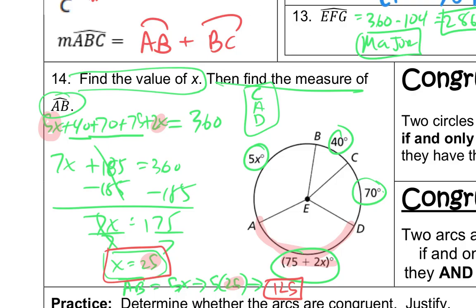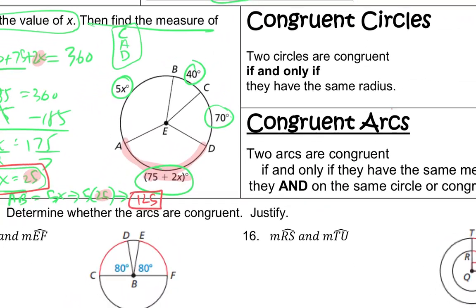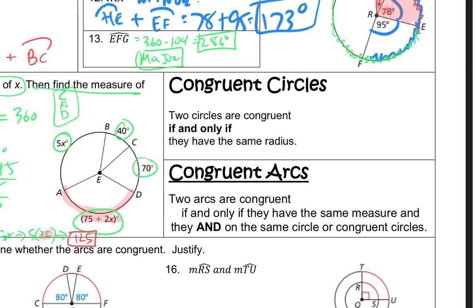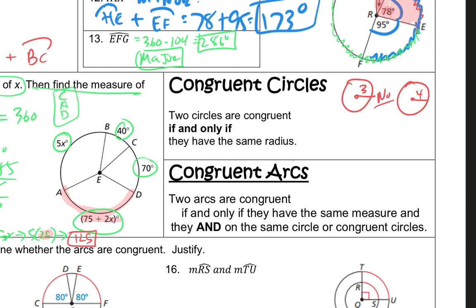All right, so let's talk about this last part. Congruent circles. Two circles are congruent if and only if they have the same radius. If I have this over here and this over here, if this radius is 3 and this radius is 4, then no, they're not congruent. But if this one was 4 and this one was 4, then yes, they would be congruent. They are only congruent if they have the same radius.